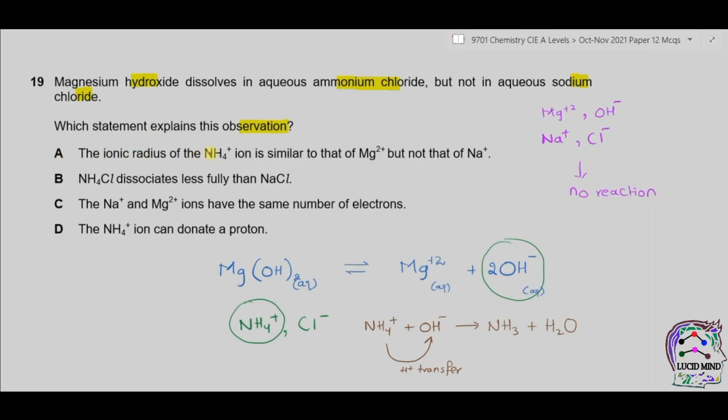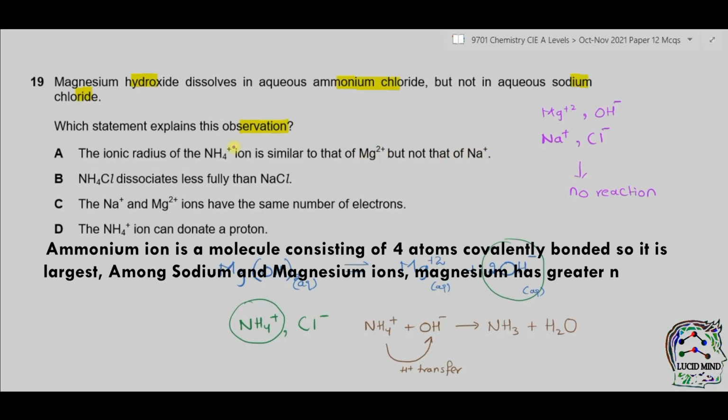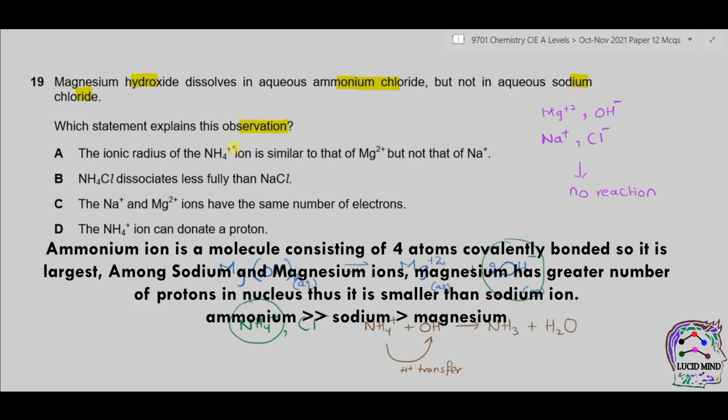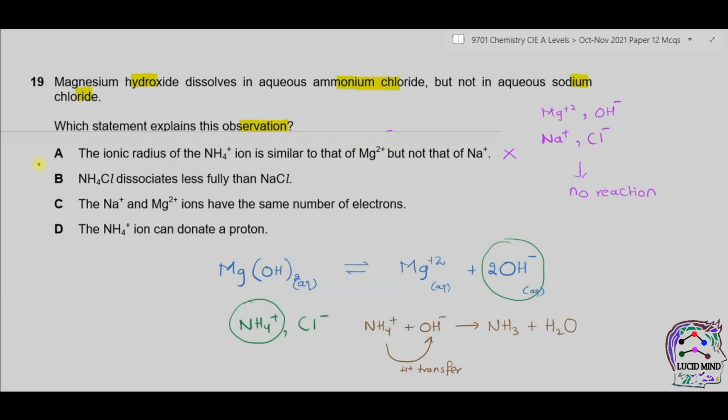Part A, the ionic radius of ammonium ion is similar to that of magnesium 2+ but not that of sodium +. So statement 1 is wrong. Part B, ammonium chloride dissociates less fully than sodium chloride. We know that ammonium salts are fully soluble in water, and sodium chloride is also fully soluble. So therefore this is also incorrect.